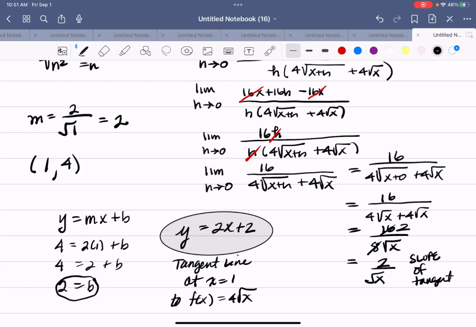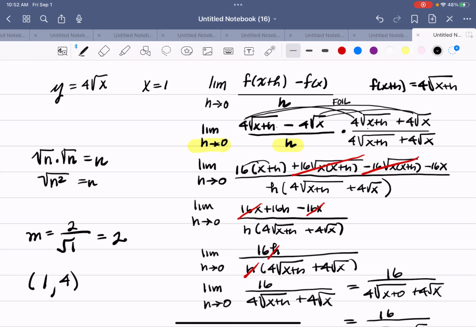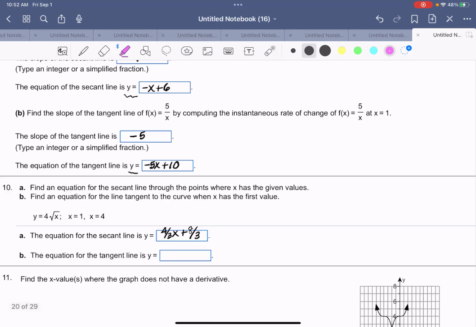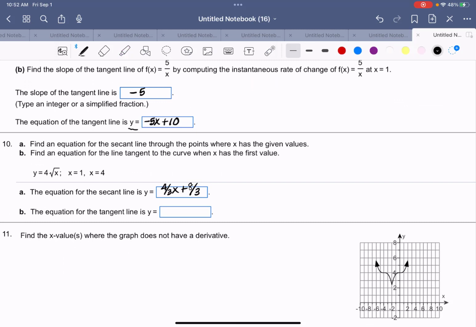So the trick to this one is to know that when you have a radical in your numerator, you have to multiply the top and the bottom by the conjugate of this numerator. And that's going to make it where you can substitute h equals 0. So the equation for the tangent line we got was 2x plus 2.